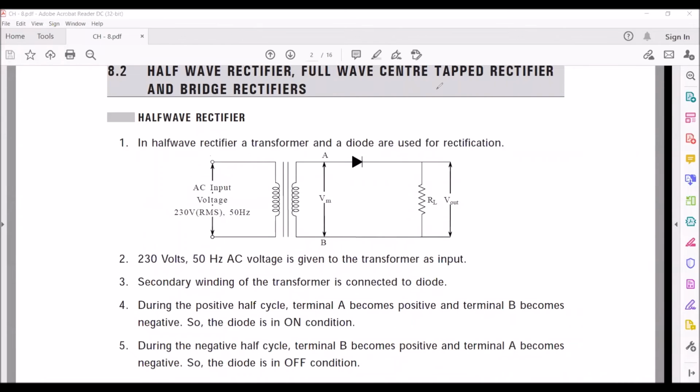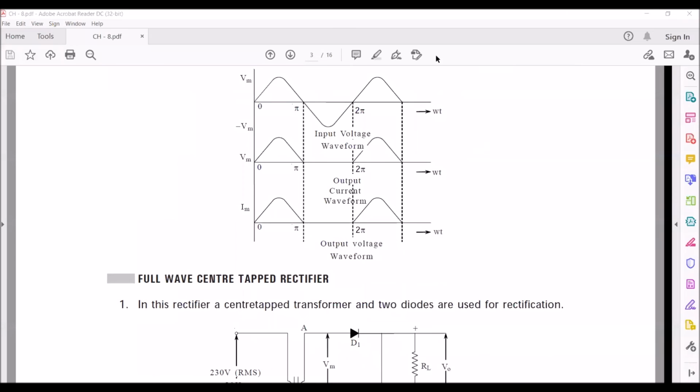And during the negative half cycle, terminal A becomes negative and terminal B becomes positive. At that time, the diode is in off condition, so there will be no voltage to the resistor. During the positive half cycle, as we mentioned, the entire voltage is being given to the resistor. But practically, there is a small voltage drop, that is 0.7 volts for a silicon diode and 0.3 volts for a germanium diode.